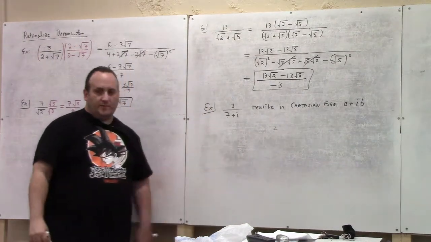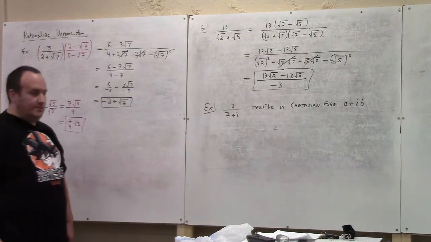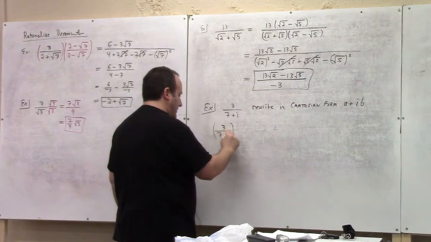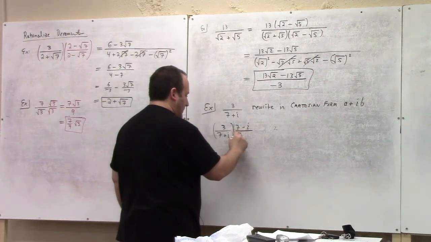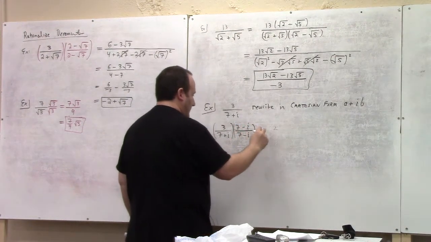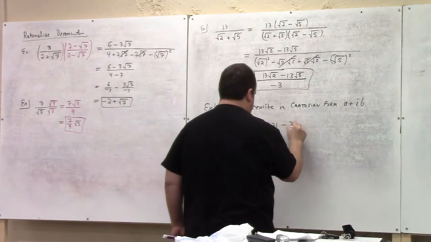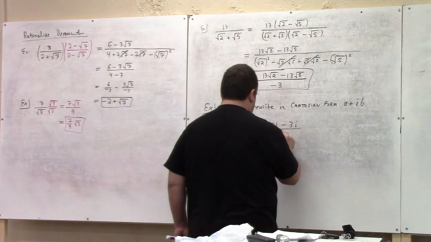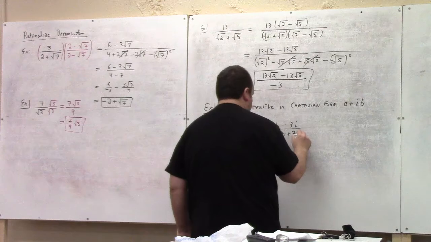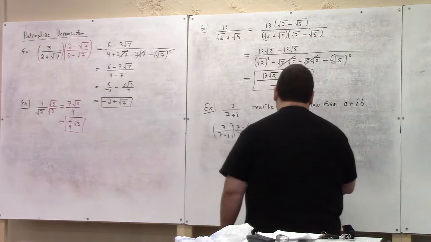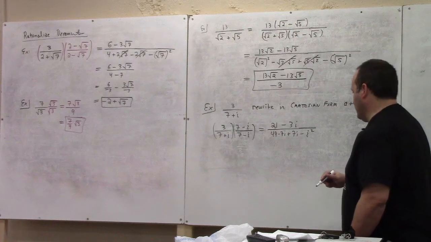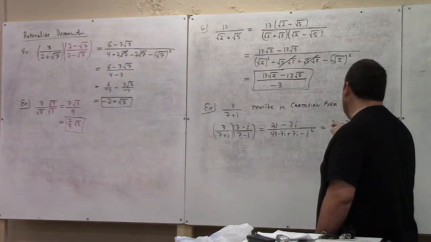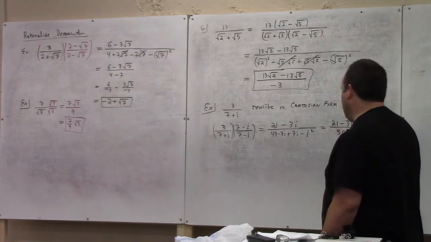So this is not Cartesian form, right? So what you do is multiply it by 7 minus i over 7 minus i. And we get 21 minus 3i divided by 49 plus, minus 7i plus 7i minus i squared. Of course, the i's cancel downstairs. Minus i squared is 1. So what you've got is 21 minus 3i divided by 50. 49 plus 1 is 50.